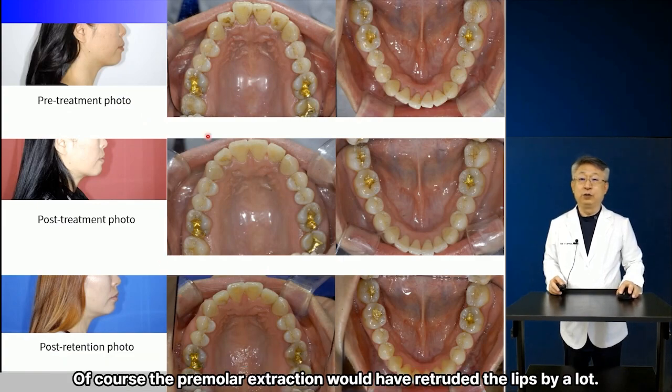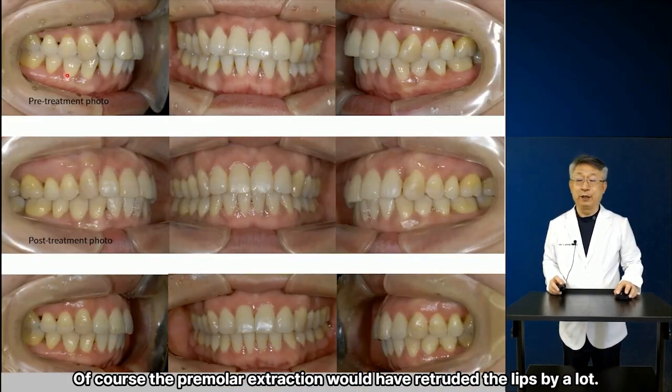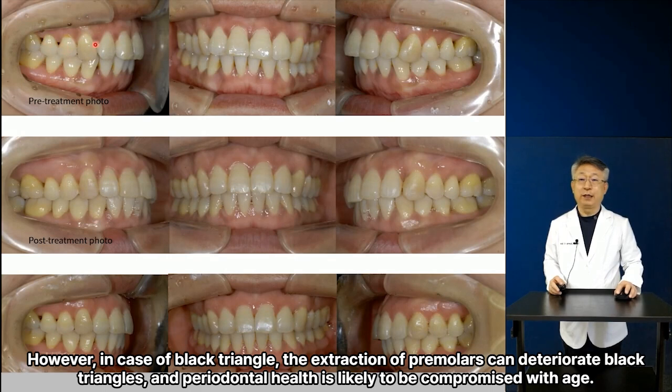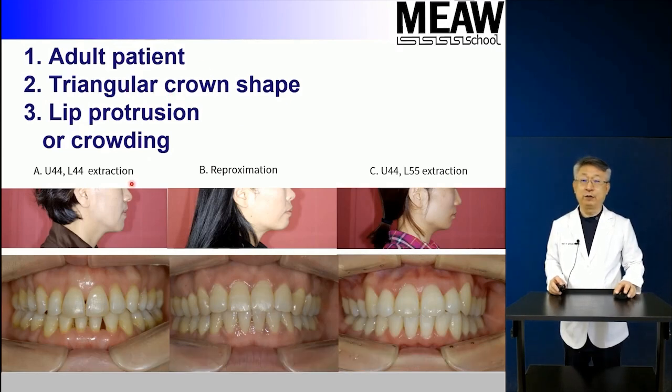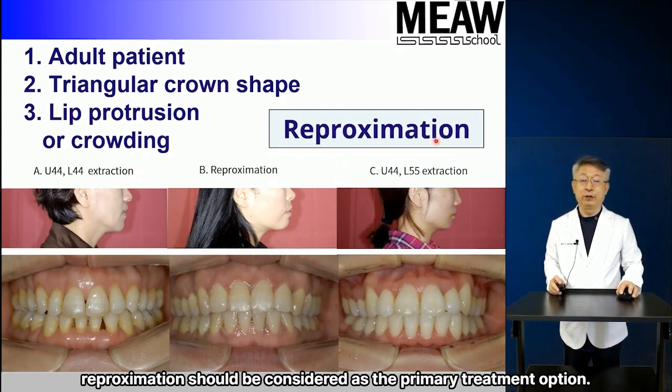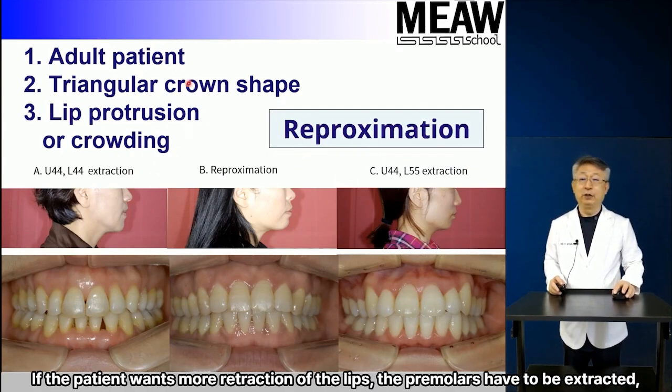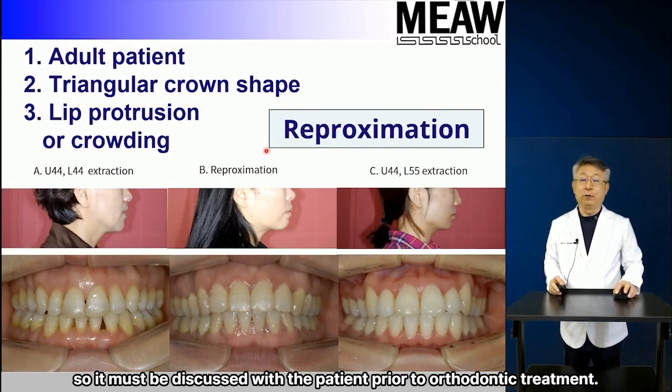Of course, the premolar extraction would have retruded the lips by a lot. However, in case of black triangle, the extraction of premolars can deteriorate black triangles, and periodontal health is likely to be compromised with age. To sum up, in adult patients with triangular crown shape and lip protrusion or crowding, reproximation should be considered as the primary treatment option. If the patient wants more retraction of the lips, the premolars have to be extracted. So it must be discussed with the patient prior to orthodontic treatment.